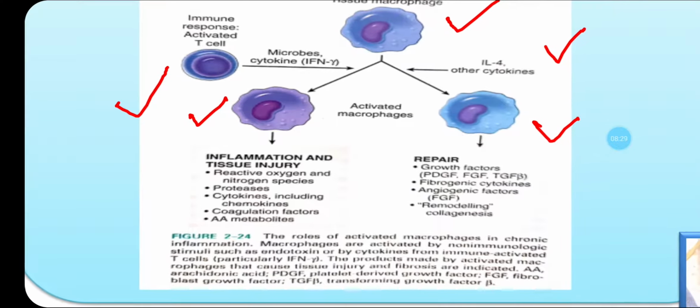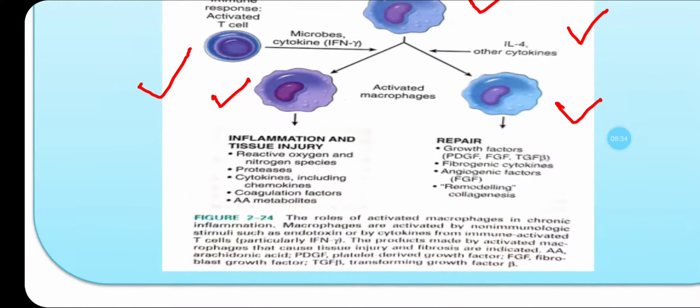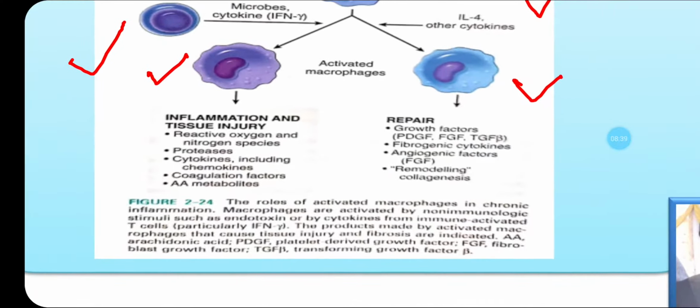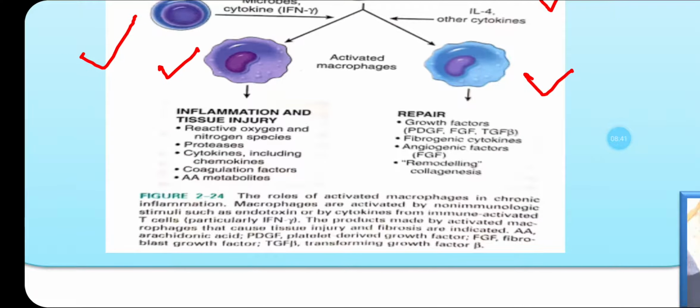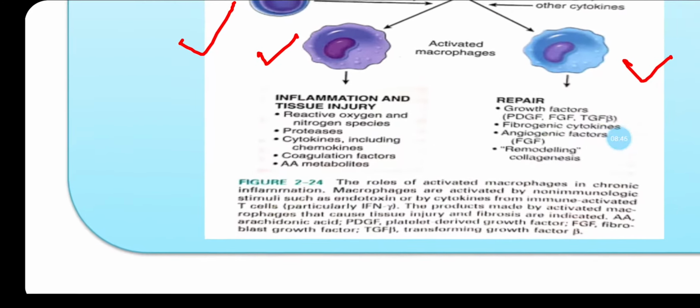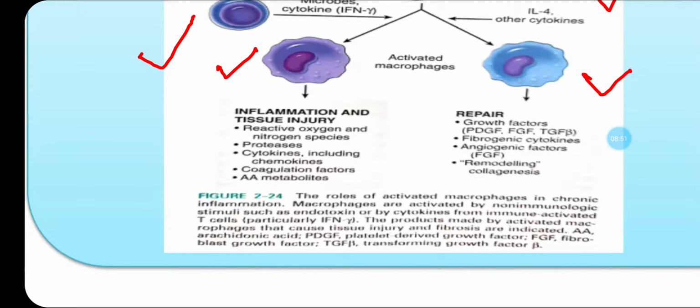And these two subsets, we have discussed, have different types of functions, especially the M1 macrophages, which are concerned with inflammation and tissue injury. So these M1 macrophages will release a lot of reactive oxygen species, proteases, cytokines, coagulation factors, and arachidonic acid metabolites, and all these chemicals participate in the inflammation.